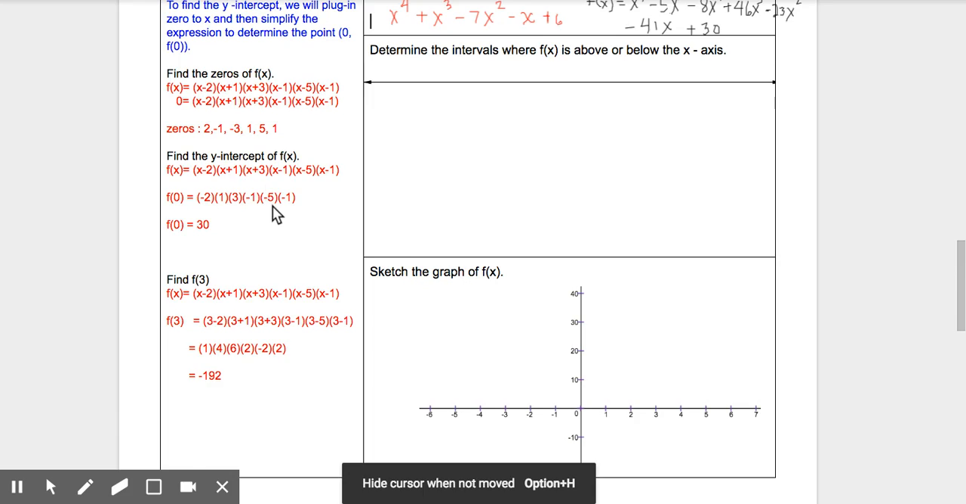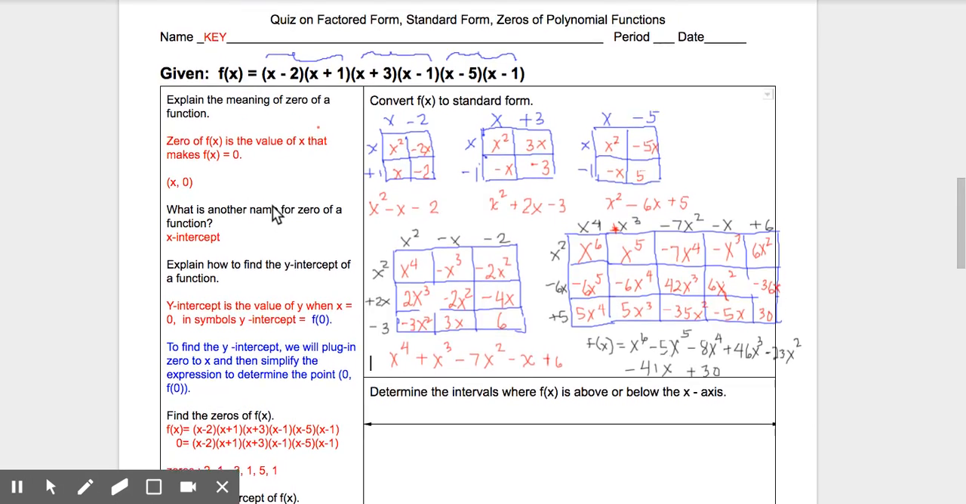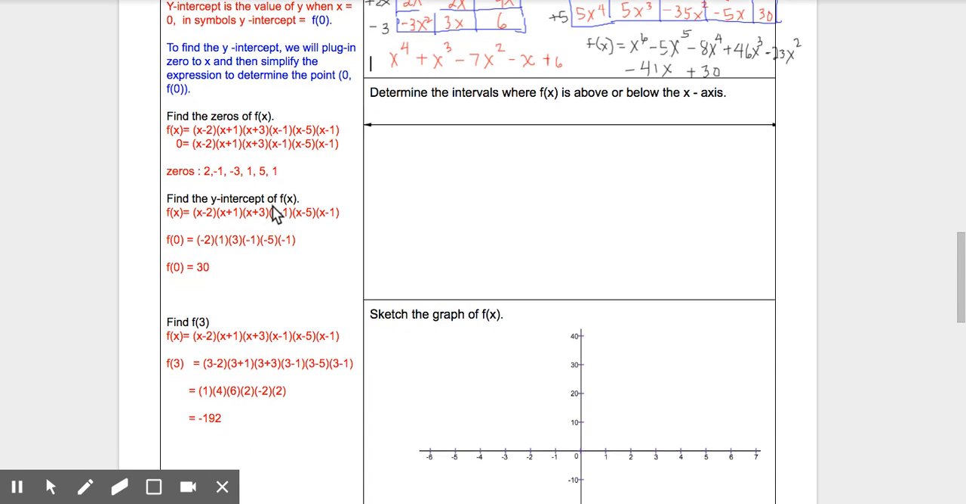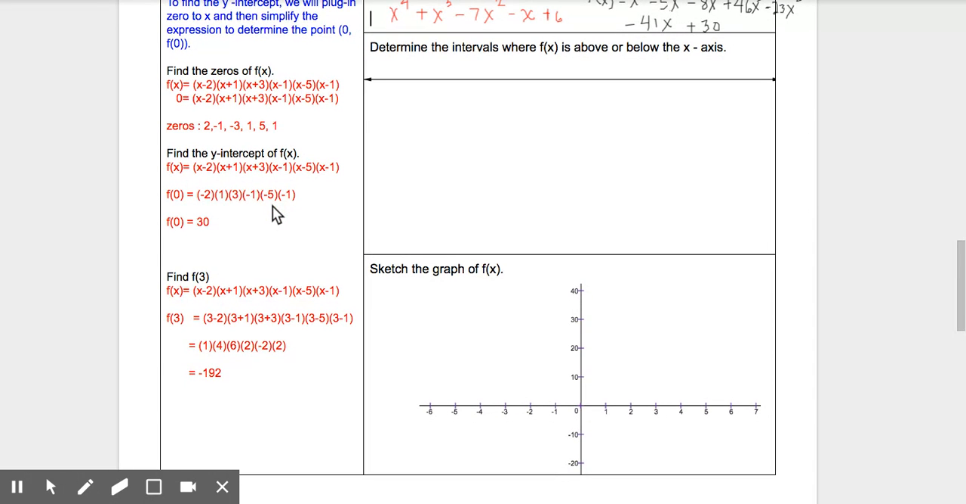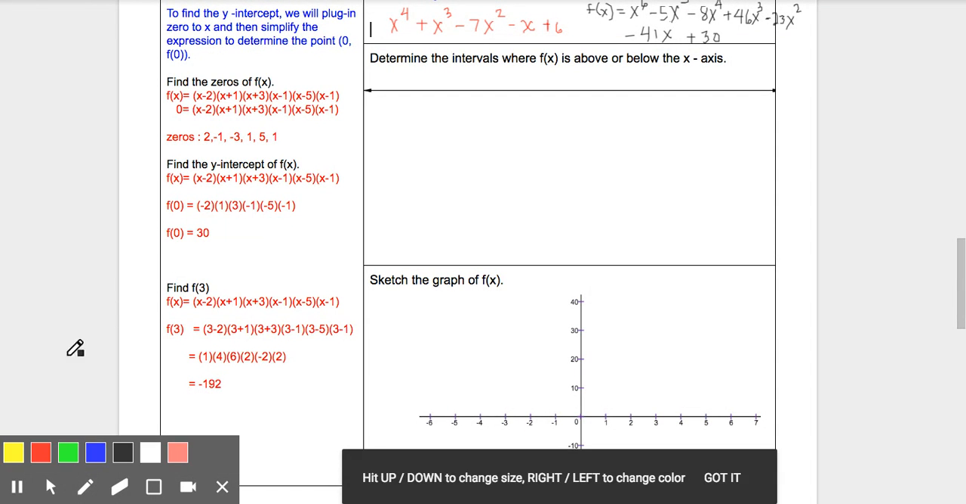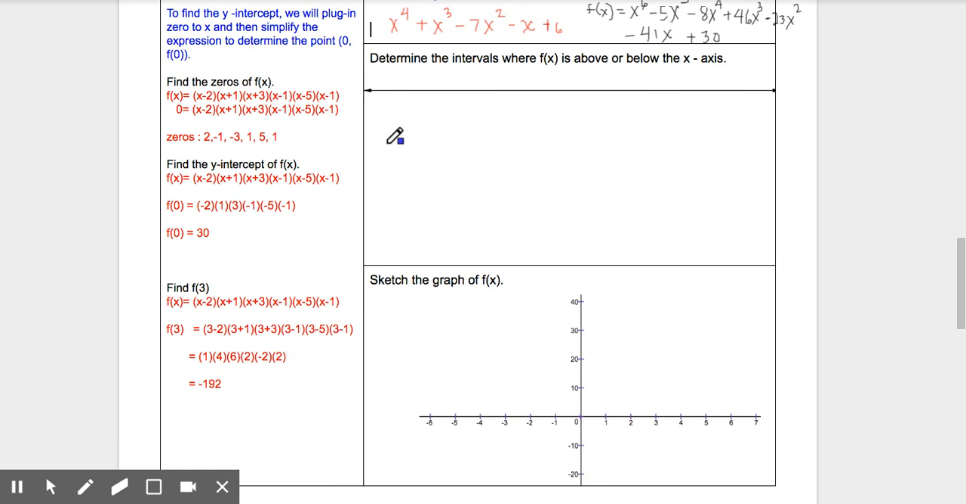Okay, so now what we're going to do is graph the function. And in order to do that, we want to know how the graph behaves around the x-intercepts and the y-intercept. So the first thing we want to do is put our zeros in this number line so that we can find the intervals that are created.